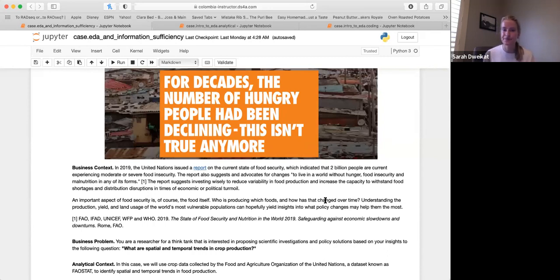An important part of food security is the food itself, who is producing which foods and how that has changed over time. Understanding the production, yield, and land usage of the world's most vulnerable populations can help us get some insights. That's what we're going to be exploring today, particularly our business problem: what are spatial and temporal trends in crop production?